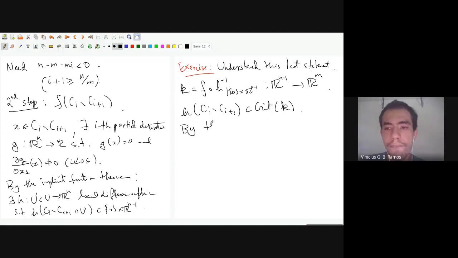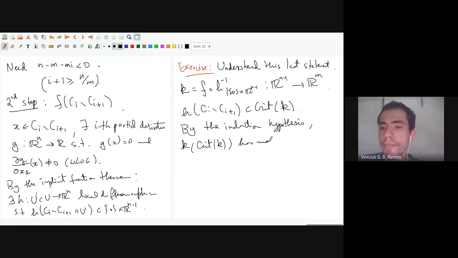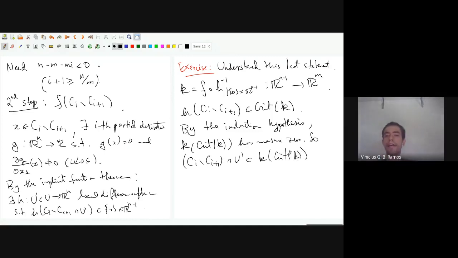And now we can use the induction. By the induction hypothesis, the image of the critical point set has measure 0. So the image of Ci minus Ci plus 1, at least its intersection with U prime, is contained in K of the critical point set, in the critical values of K. And that's it. Remember I told you that we would use this over and over again. If you want to prove something has measure 0, and you can prove that for every point you can intersect it with a neighborhood of the point and that has measure 0, that's enough to show the whole set has measure 0. Okay, so that's the second step.